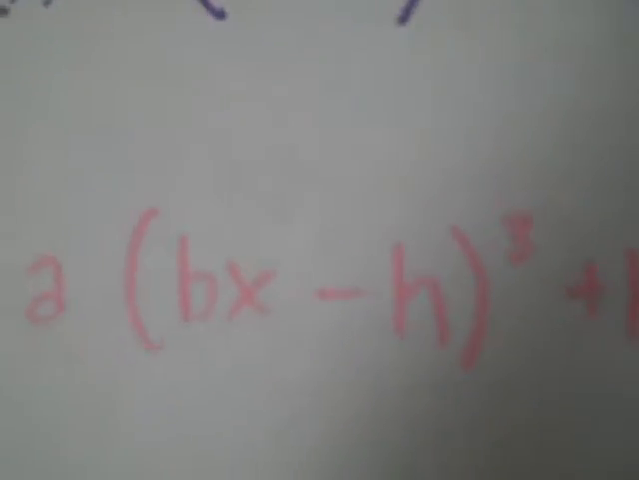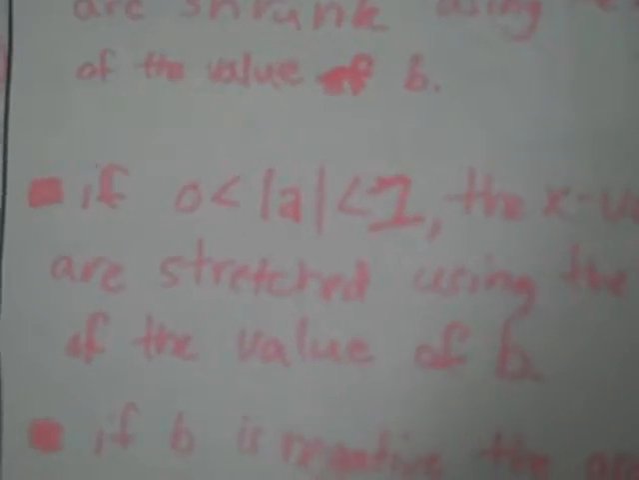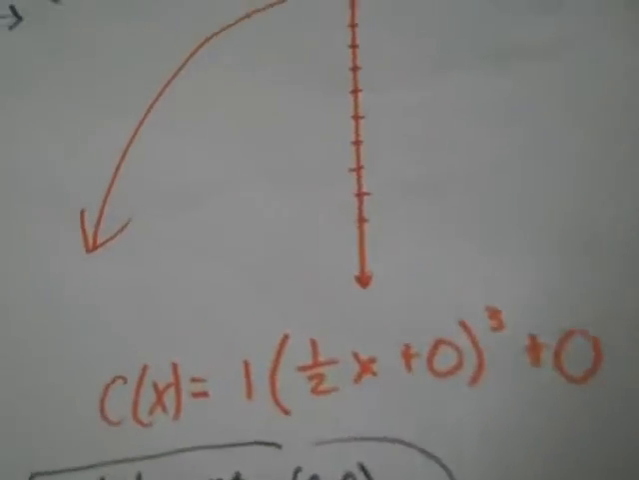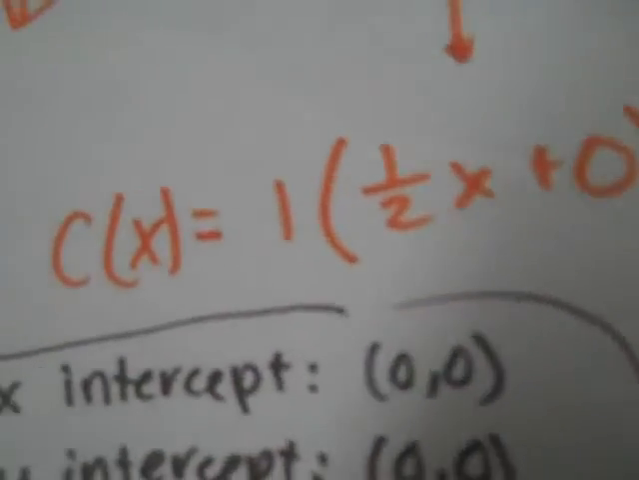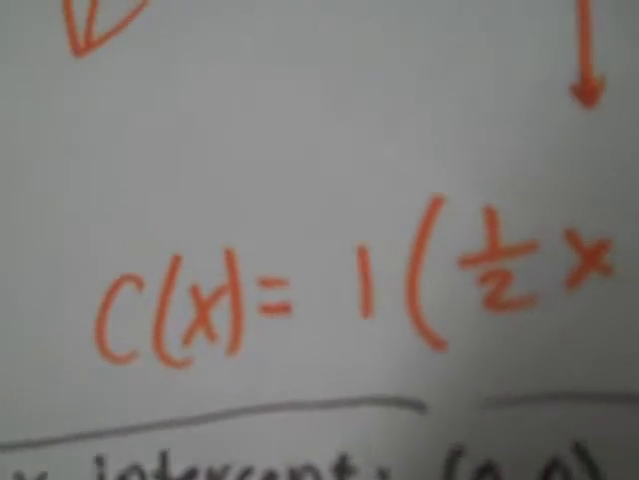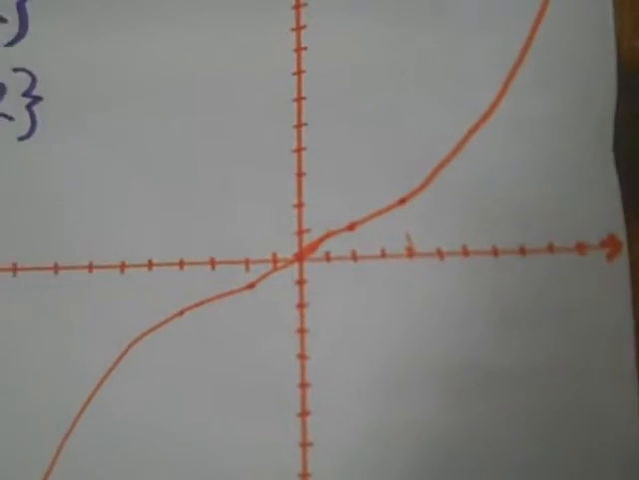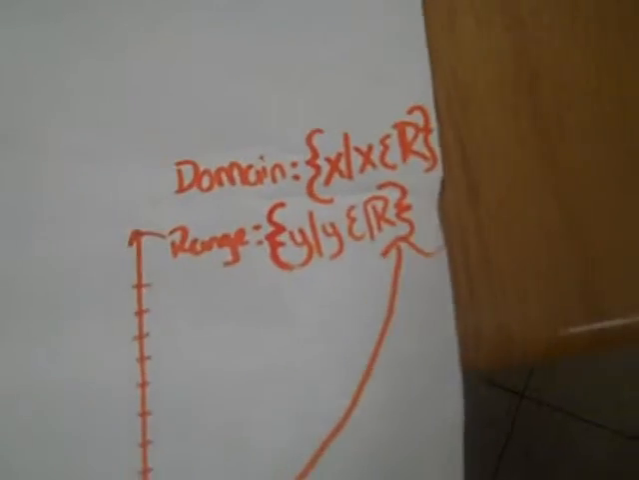For this graph, we altered the value of b. If the absolute value of b is greater than 1, the x values are shrunk using the reciprocal of the value of b. If the absolute value of b is greater than 0 and less than 1, the x values are stretched using the reciprocal of the value of b. If b is negative, the graph is reflected over the y-axis. So in this equation, because b is 1/2, we take this reciprocal, 2, and multiply that to the x values. The domain and range for this graph is x can equal all real numbers and y can equal all real numbers.